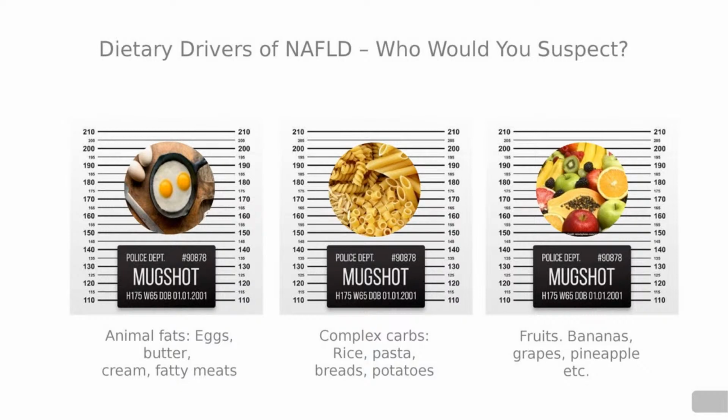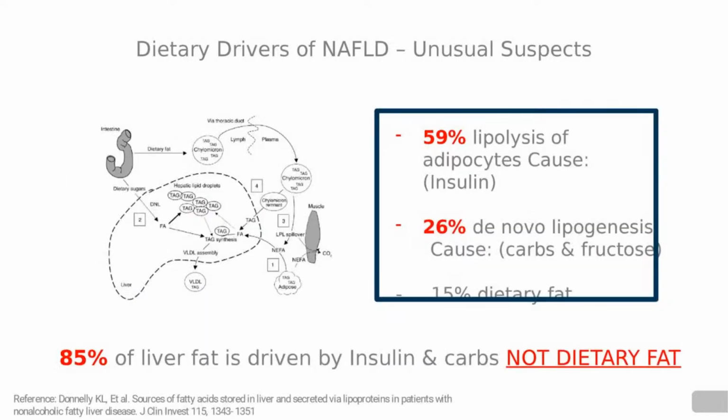So complex carbs like rice, bread, pasta, potatoes, we'd say, well, there's no fat in those, so we probably shouldn't worry about those as a suspect. And we certainly shouldn't worry about fruit because there's little or no fat in fruit, most fruits, with the exception of maybe avocados. We would say they're not going to be a suspect at all until we look at the literature.